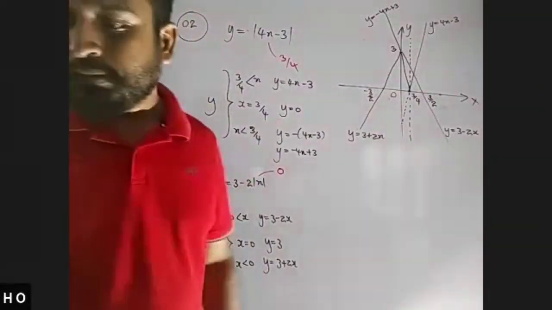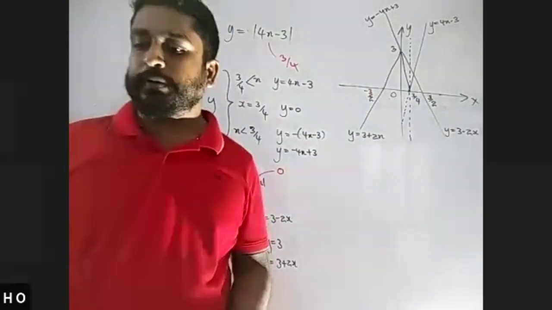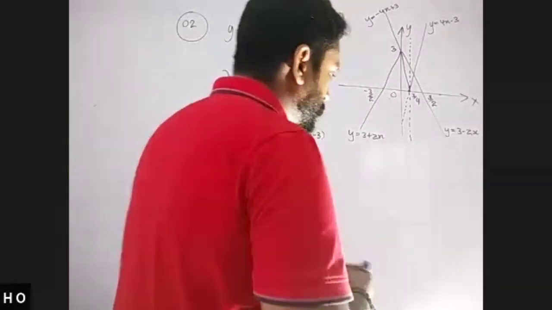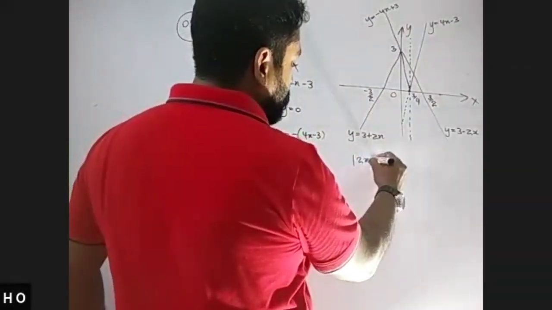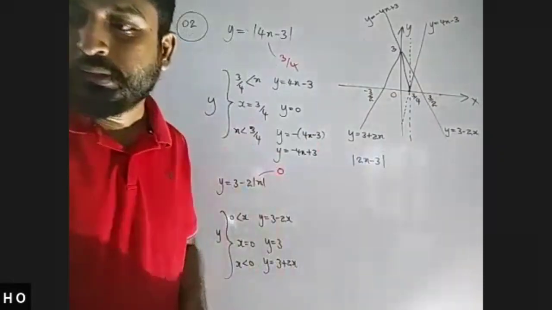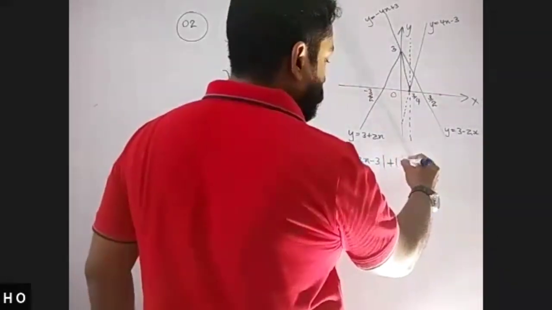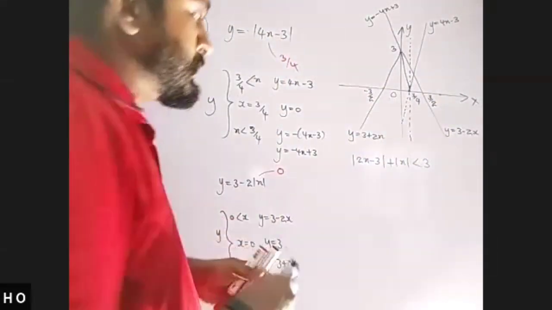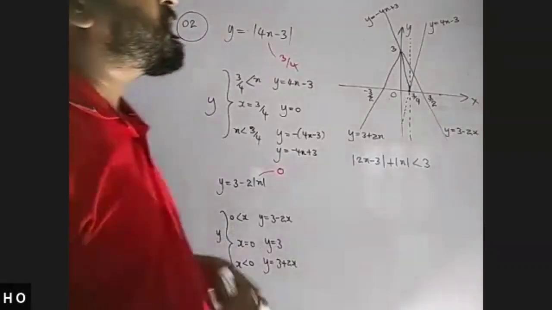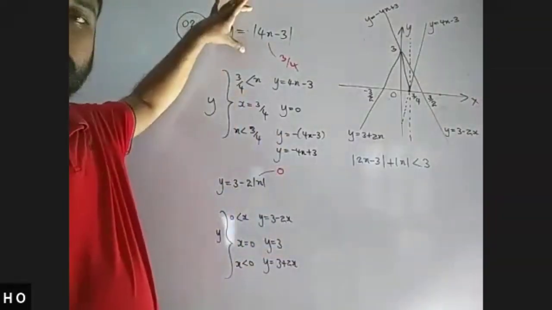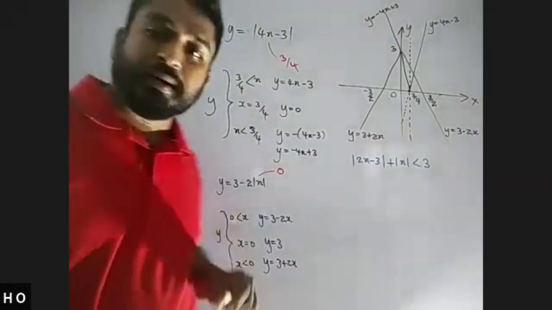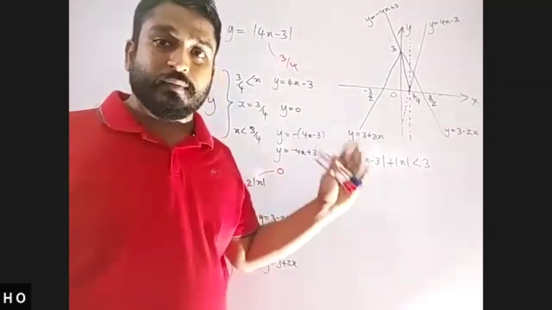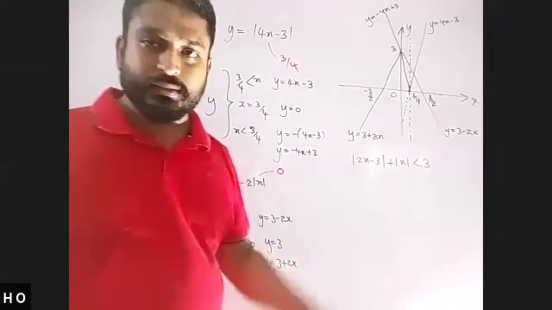So what they ask here as the question: hence or otherwise find all real values of x satisfying the inequality modulus 2x minus 3 plus modulus x is less than 3. The graphs we sketched are the graphs for modulus 4x minus 3 and modulus 3 minus 2x. We have to use these graphs to solve this particular modulus inequality.